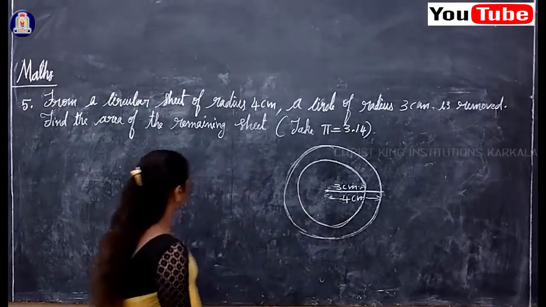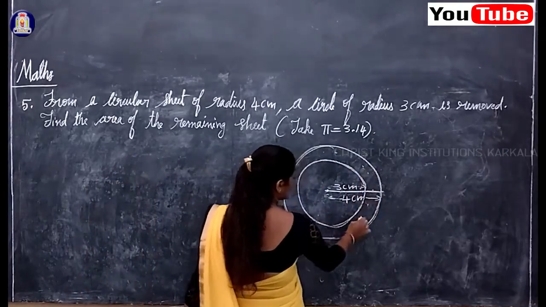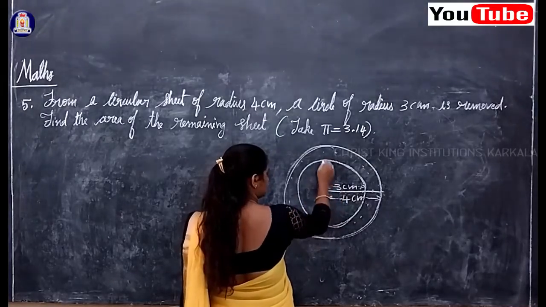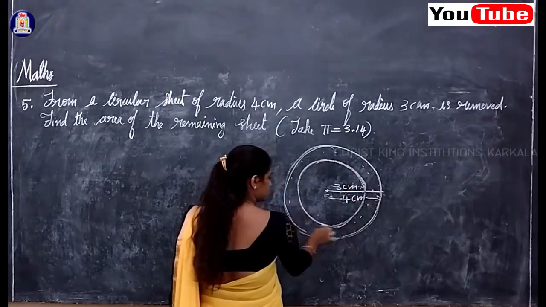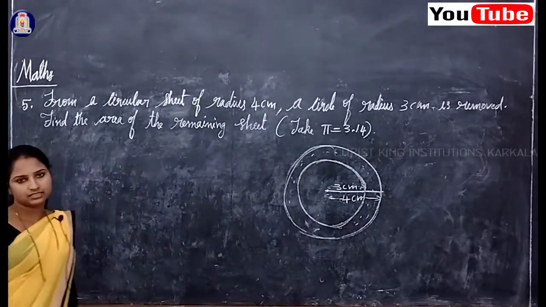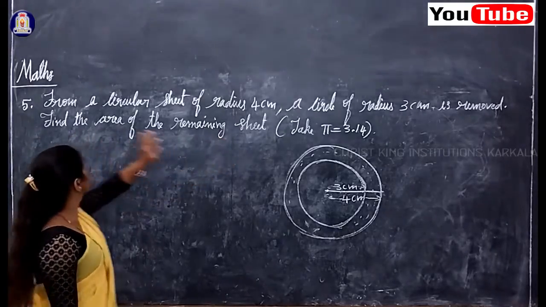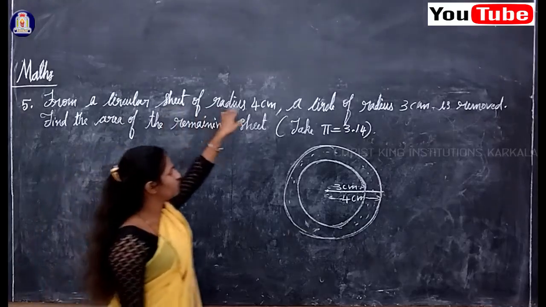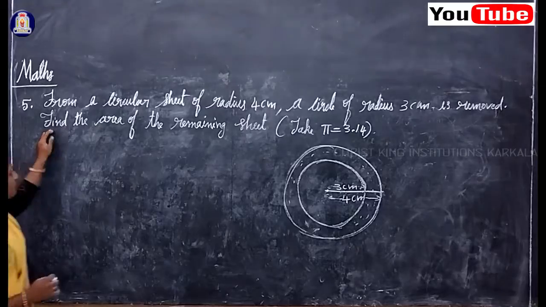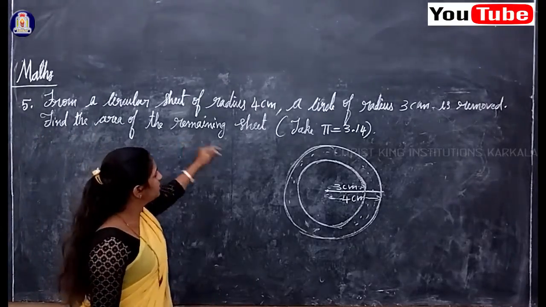From the large circle you have to subtract the smaller circle, then this is the remaining area. If you remove this much sheet, that is, the 3 centimeter radius circle is removed, then what is remaining? So this is the remaining area of the circle, and we need to find the area of the remaining sheet. Clear? So from the circular sheet of radius 4 centimeter, a circle of radius 3 centimeter is removed, and they are asking to find the area of the remaining sheet.